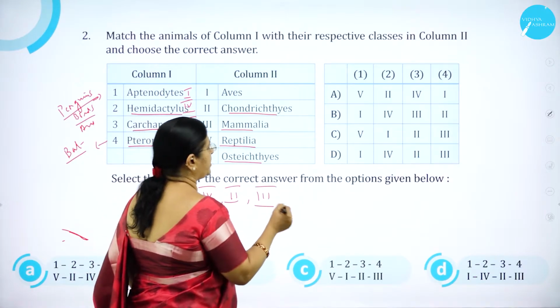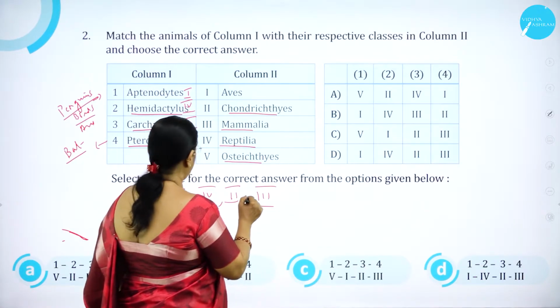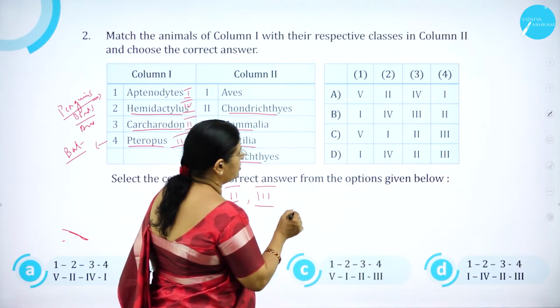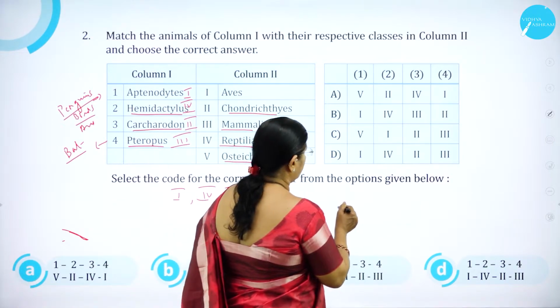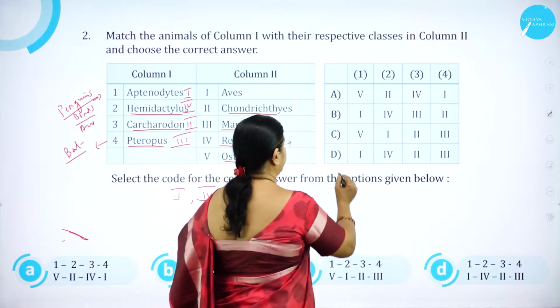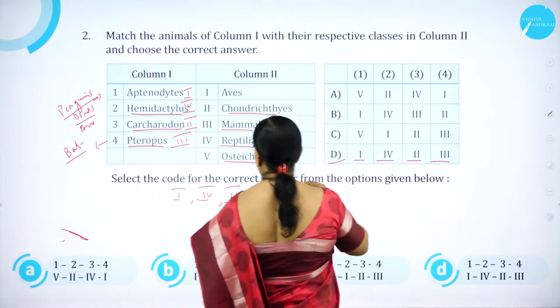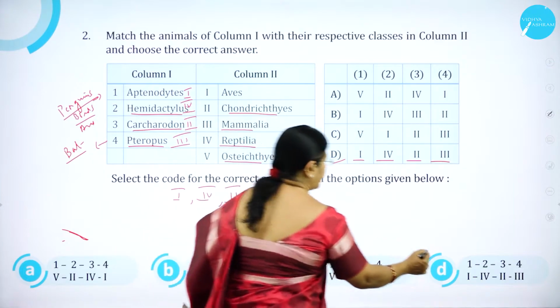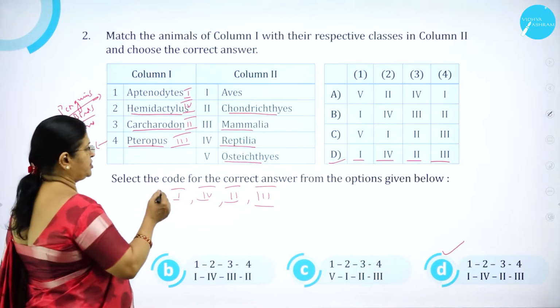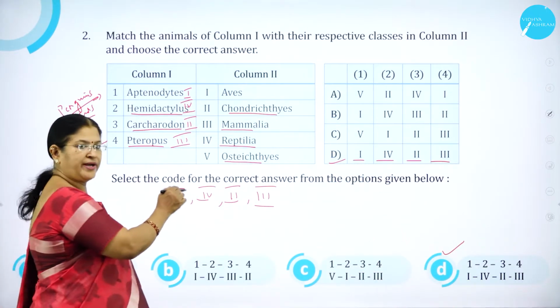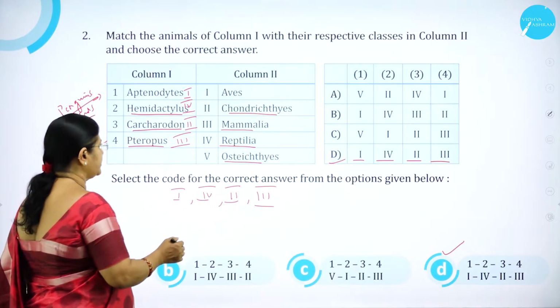So which is the option where you come across 1, 4, 2 and 3? That is option D. 1, 4, 2 and 3. So option D is correct.